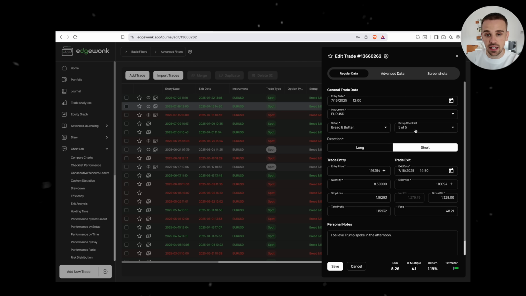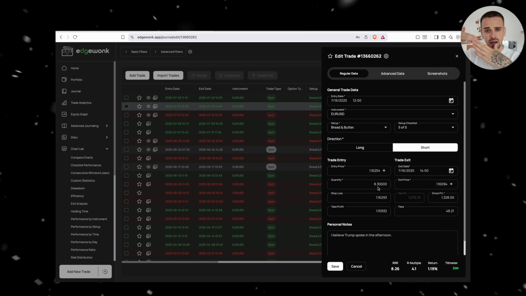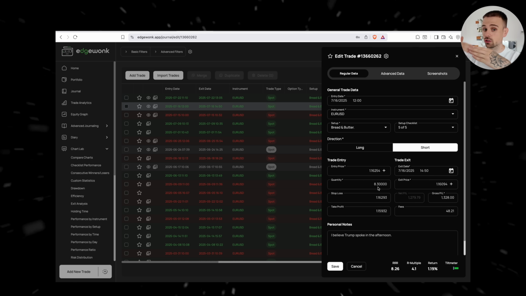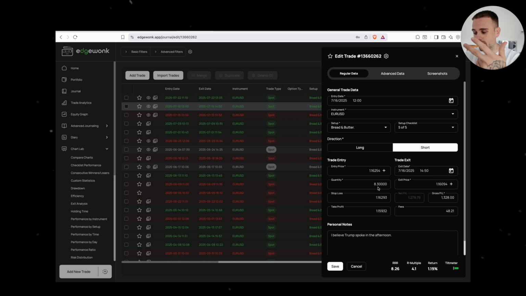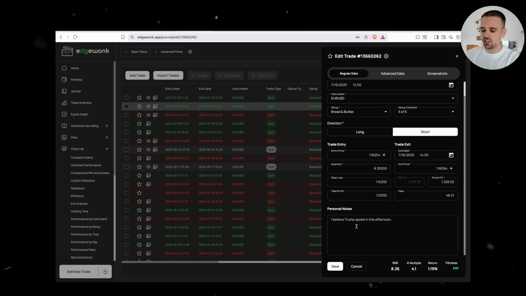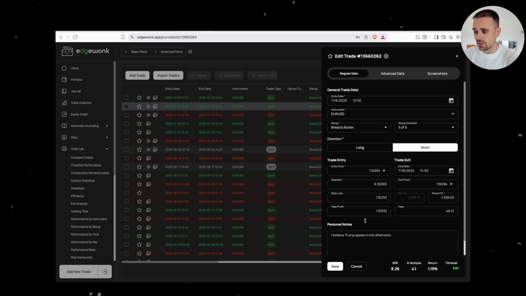You know, you have your setup checklist, so you can create a checklist, make sure it ticks that checklist. So then what it will do is when you're reviewing your trades, you'll go, oh, these fit the checklist. Oh, this one didn't. Why not? You also can obviously see your fees, your take profit, your stop loss. You can track how far the trade ran. So the maximum TP it ran to, how deep it went into your stop loss, like drawdown terms. So if your stop loss is too big, again, it's a great filter to have. You can add personal notes. I literally just put Trump spoke in the afternoon because he did.